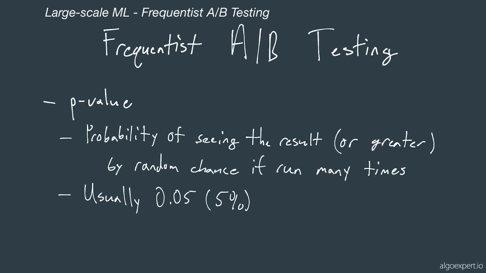Typically, we work with a p-value of 0.05. This 0.05 means that if we were to run the experiment 100 times, only 5% of those cases would we have measured that 1% difference in the case that the null hypothesis is true.